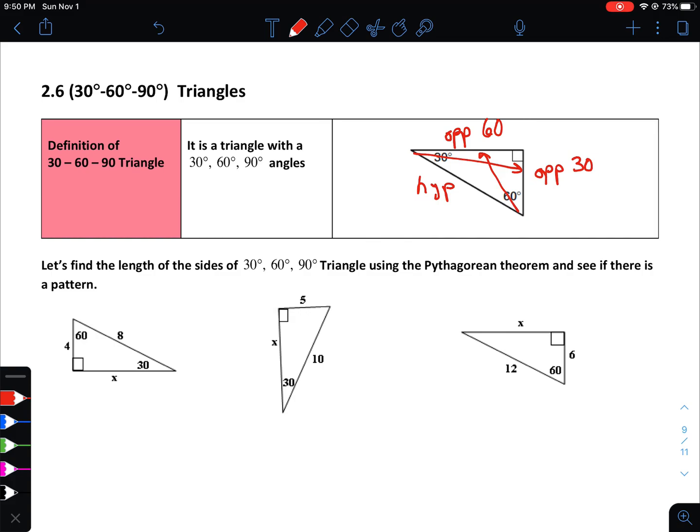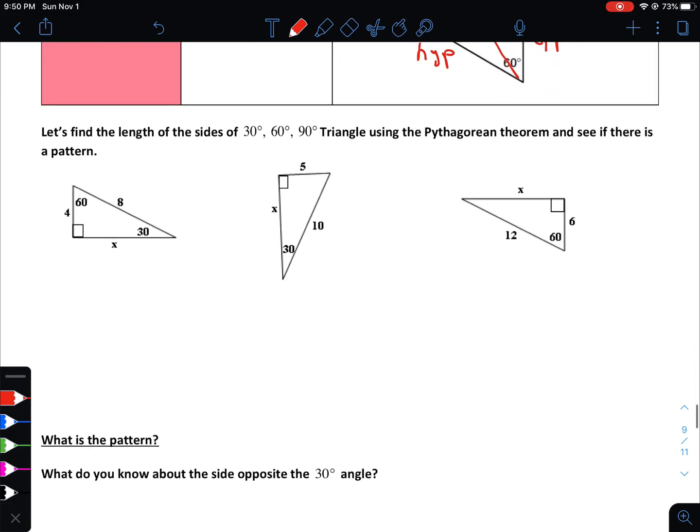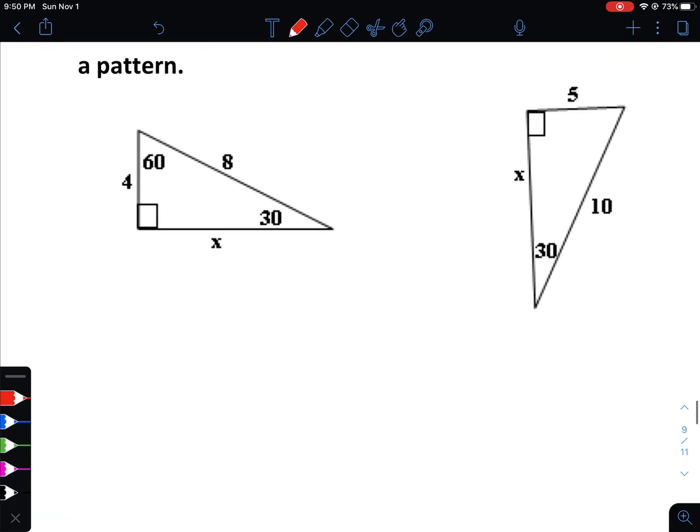30 degrees. So let's see if we can find a pattern, kind of like what we did with our 45, 45, 90 triangles, that would also work with a 30, 60, 90 triangle. So let's use Pythagorean theorem and kind of see how this works. So for the first triangle that we're going to look at, we've got our hypotenuse is 8, our shortest side is 4, and we are looking for x.